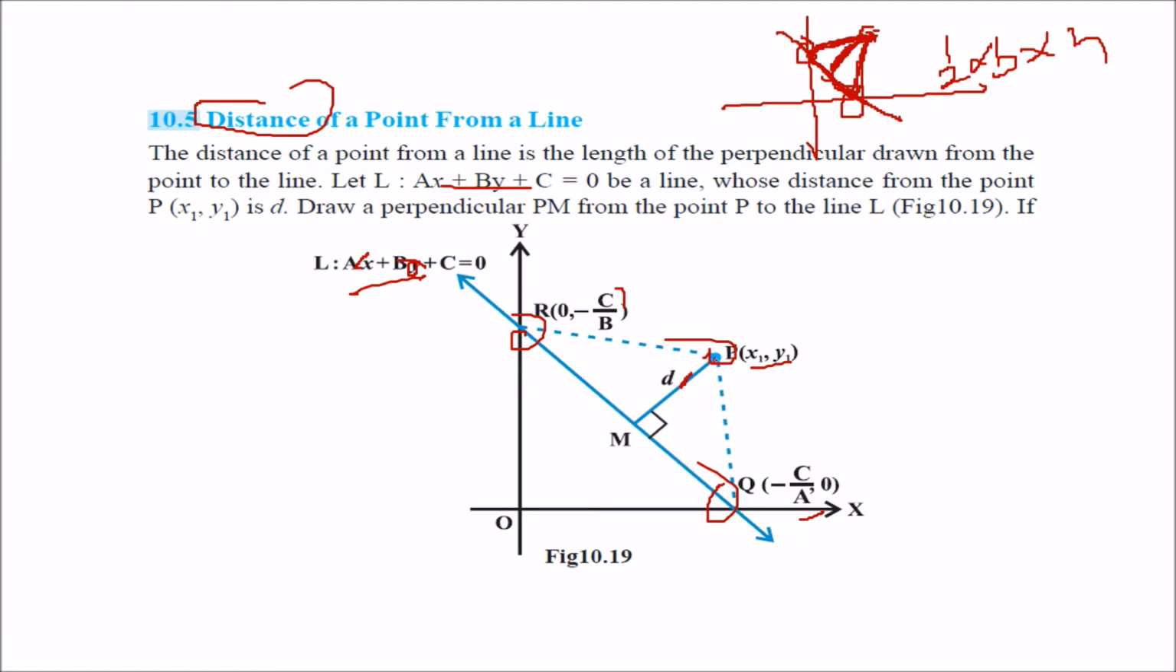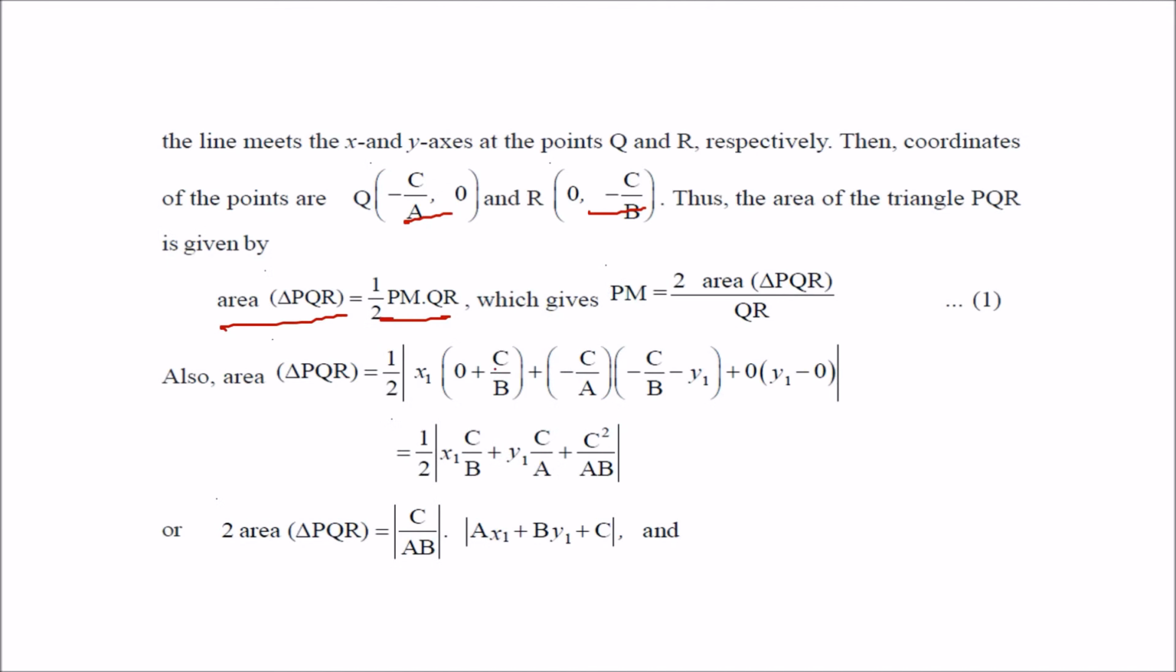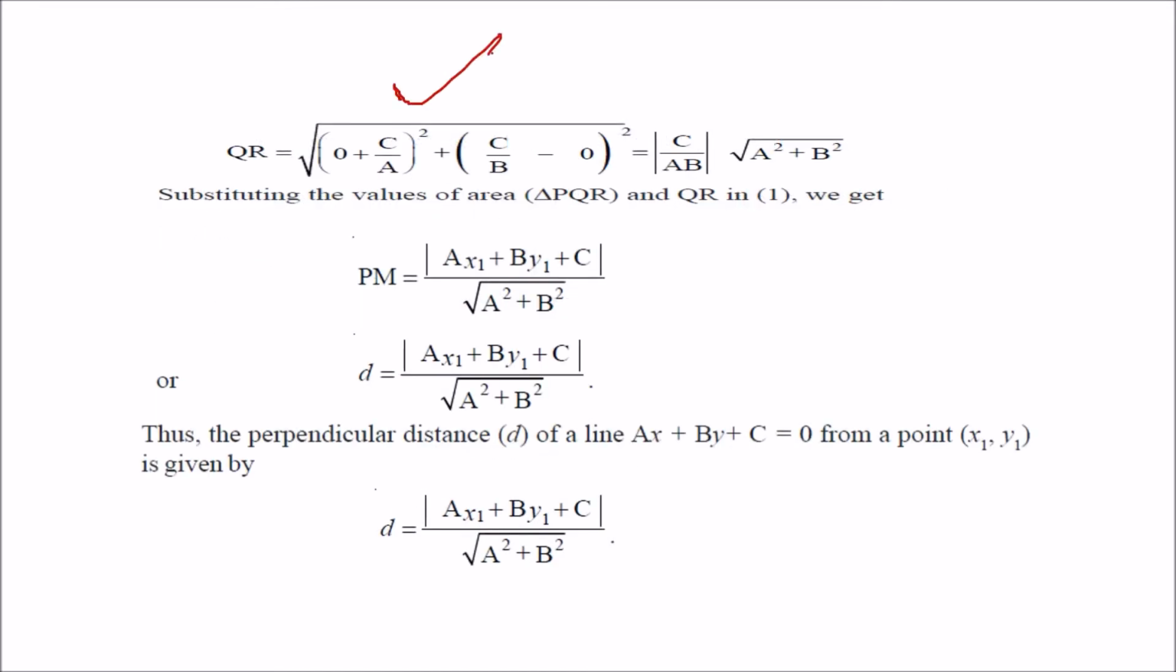So we are interested in finding the altitude, but base we know. Base we can easily compute by the distance formula. So base can be easily found out by the distance formula. We'll use this distance formula. So the base can be found out like this.